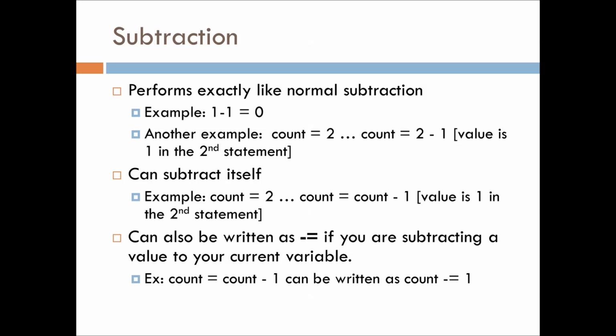Subtraction. Alright, so again, this is like addition but subtraction this time. 1 minus 1 equals 0. If you have a variable named count, that was initially 2, and then you subtract 1, it will be 1. Just like addition, you can subtract the variable itself from itself. Count equals count minus 1, as in this example. And then you can also, just like in addition, rewrite it as minus equals. So count equals count minus 1 can be written as count minus equals 1.